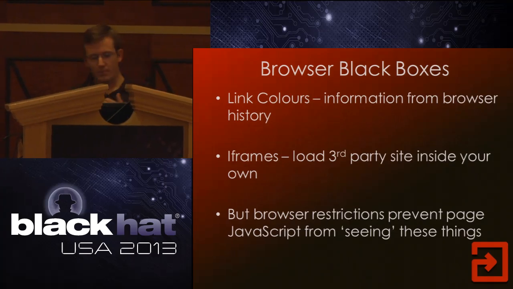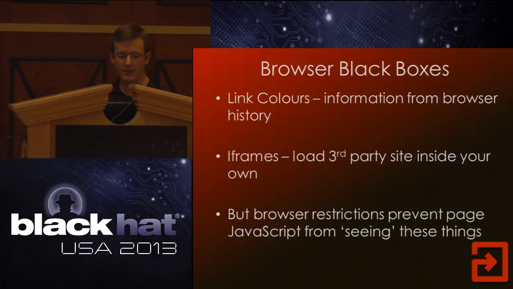So the particular black boxes that I'm interested in today are these two things. One is link colors. So when you have links on a web page pointing to other websites, usually they're different colors depending on whether you visited those or not. So that's kind of some private information. And the second thing is iframes. By default, one website can load another website inside a frame, and although it can do that, it can't actually get inside the iframe. It can't see what's inside there, again, because of the same origin policy.